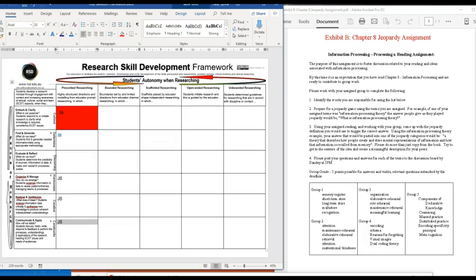I've determined that the Chapter 8 Jeopardy assignment is prescribed research, and you can see that I have indicated J8 under Embark and Clarify, Find and Generate, Organize and Manage, Analyze and Synthesize, and Communicate and Apply, which aligns with what I feel the assignment addresses in terms of research skills. Because it's prescribed, it is under a very prescribed research level of autonomy.